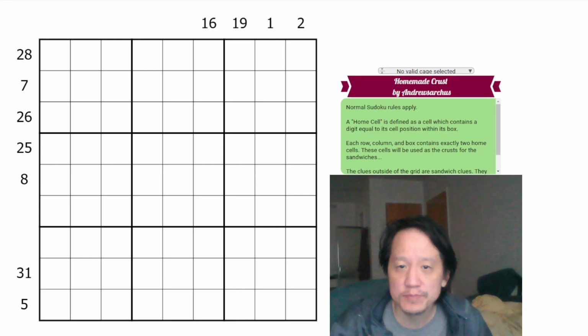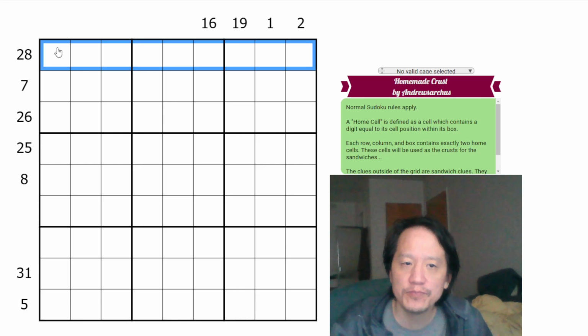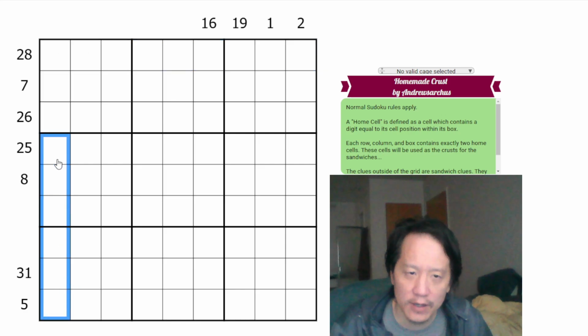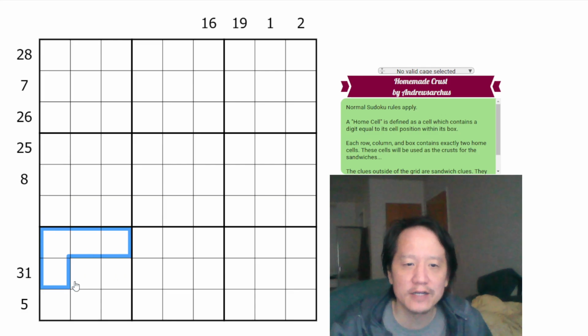Here are the rules. Normal Sudoku rules apply, which means place the digits 1 through 9 once each in every row, column, and box.